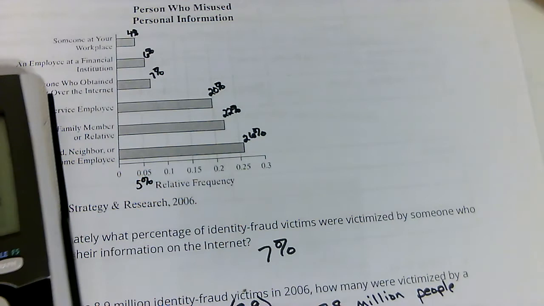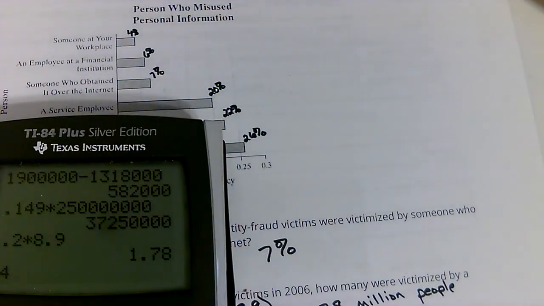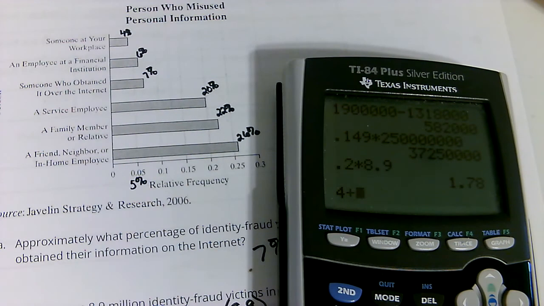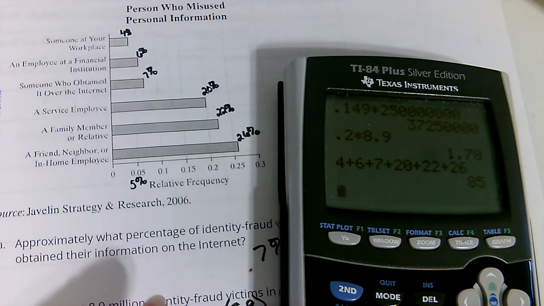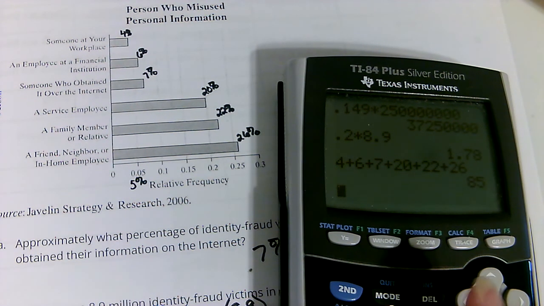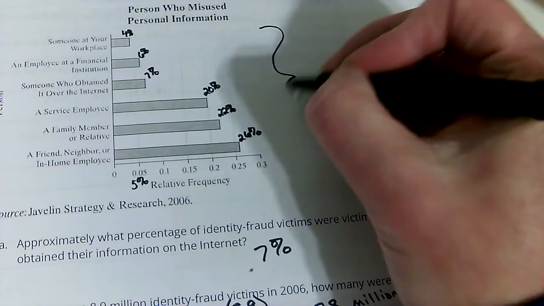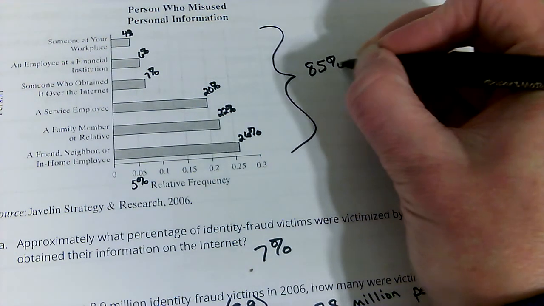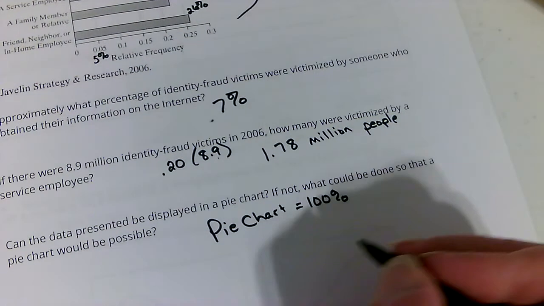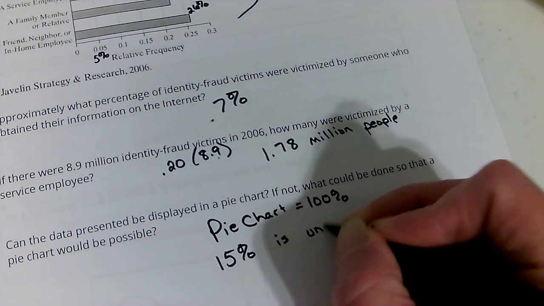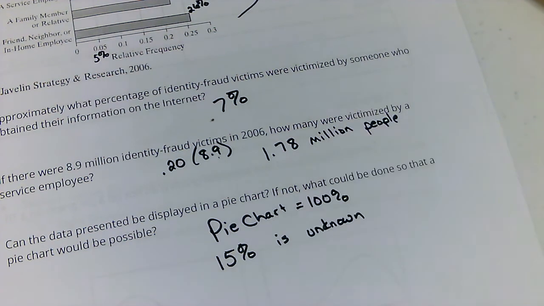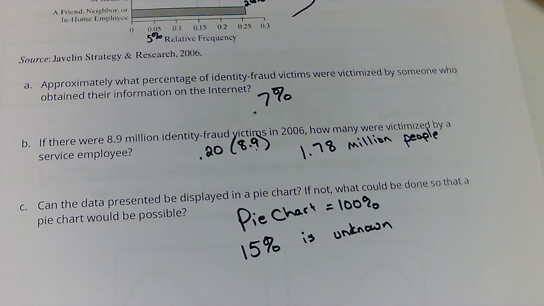We have 4, plus 6, plus 7, plus 20, plus 22, plus 26. We have 85%. So we only know 85%. 15% is unknown. So we would need to know something about that 15% to be able to make a pie chart.